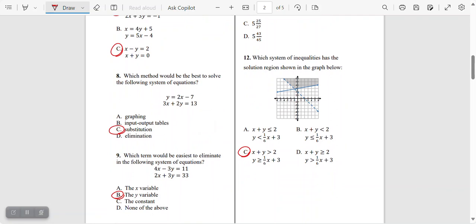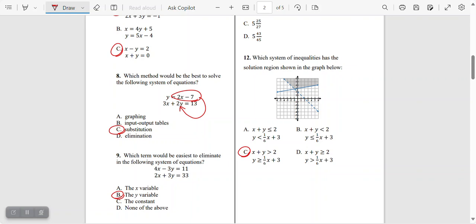8 asks which method is the best to solve the system. So in this one, we would probably use substitution. We would plug in this 2x minus 7 from the first equation into the y of the second equation. So that's substitution.